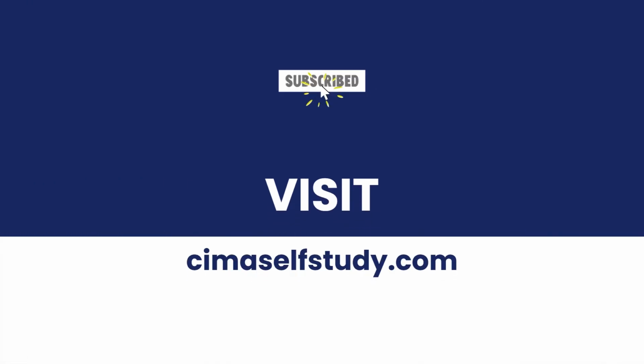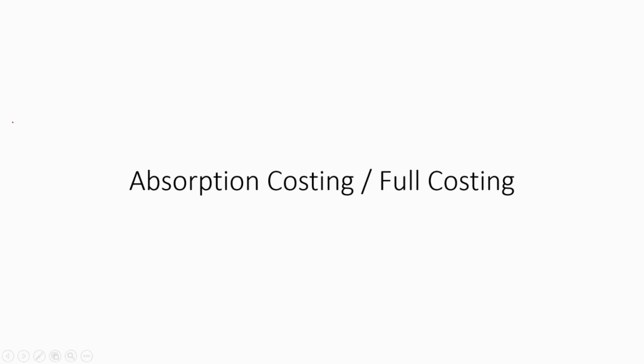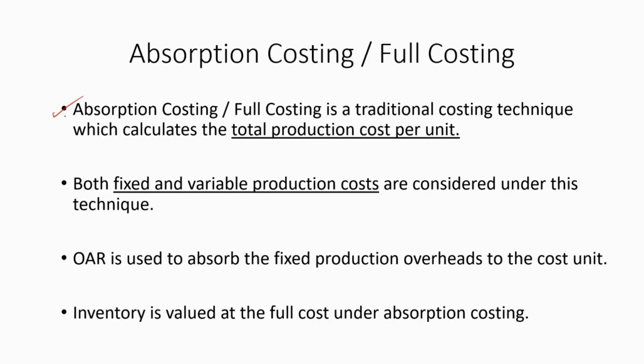In this video, I am going to discuss absorption costing, also known as full costing. Absorption costing or full costing is a traditional costing technique which calculates the total production cost per unit. This is really important. Under this technique, management accountants calculate the total production cost per unit. Both fixed and variable production costs are considered under this technique. This is also really important.